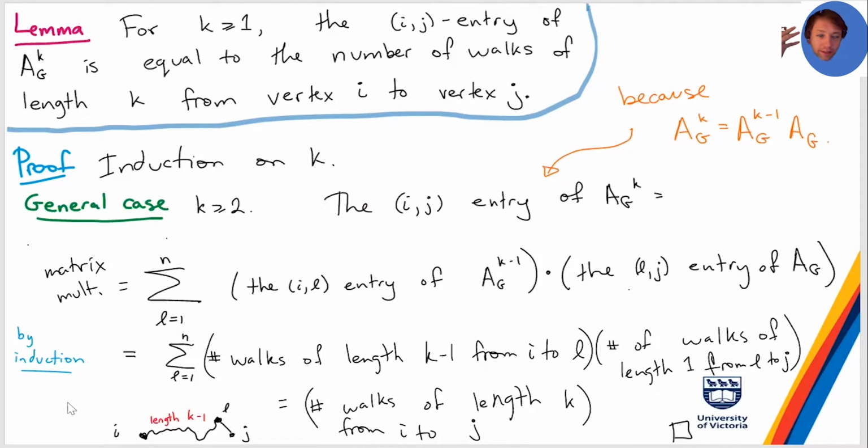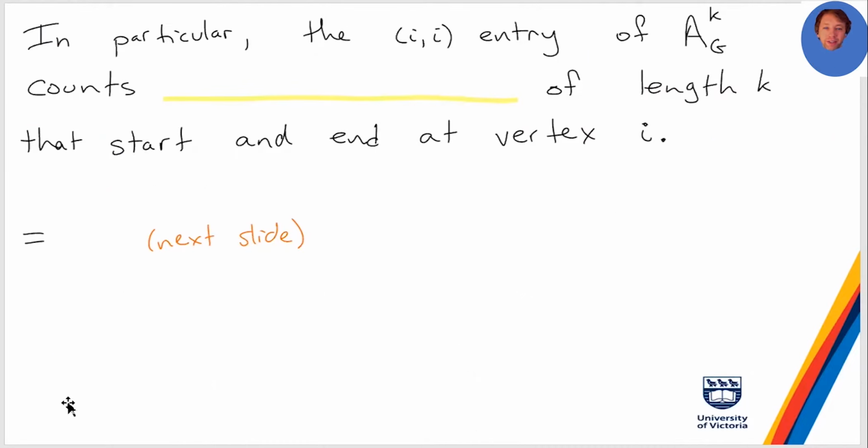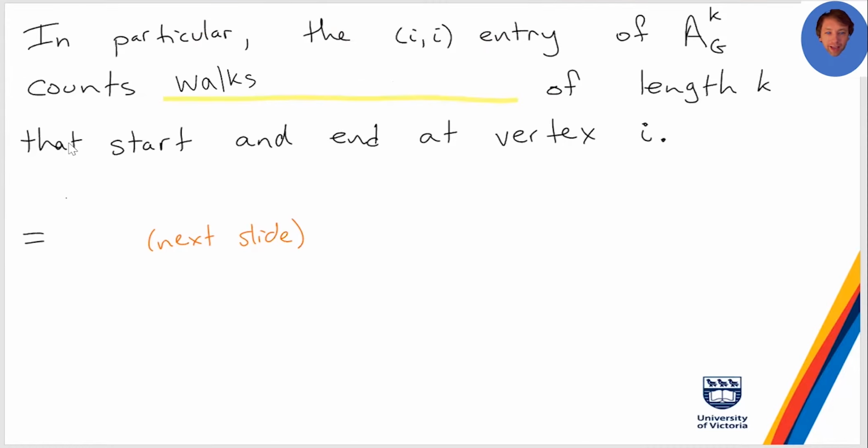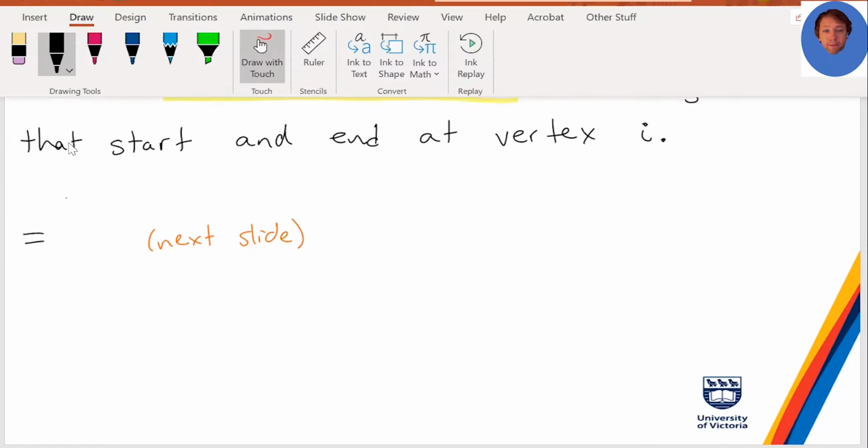Okay, this stuff all sounds almost kind of boring, but it's going to be kind of powerful. So here's what I want to think about now. What if I just look at the I-I entry of the kth power of the adjacency matrix? By what we've said, this counts walks of length k that start and end at vertex I.